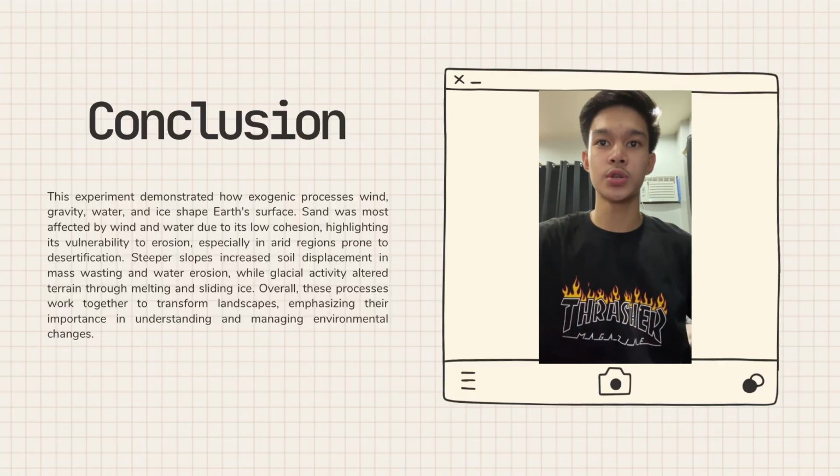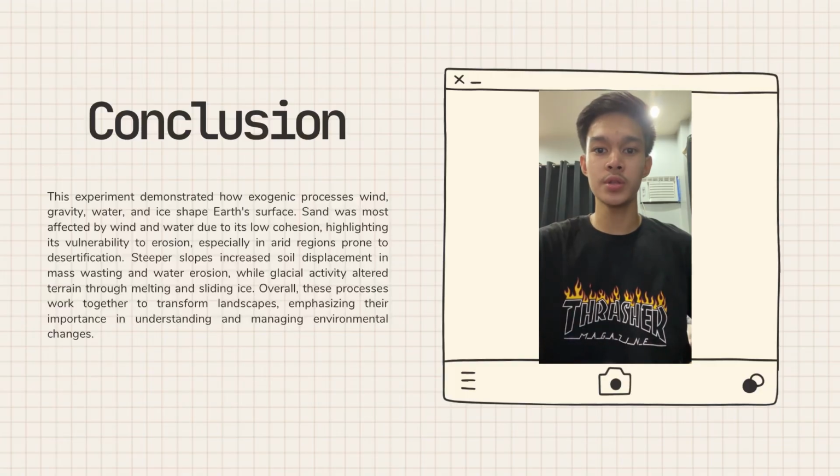This experiment demonstrated how exogenic processes, wind, gravity, water, and ice, shape Earth's surface. Sand was most affected by wind and water due to its low cohesion, highlighting its vulnerability to erosion, especially in arid regions prone to desertification.